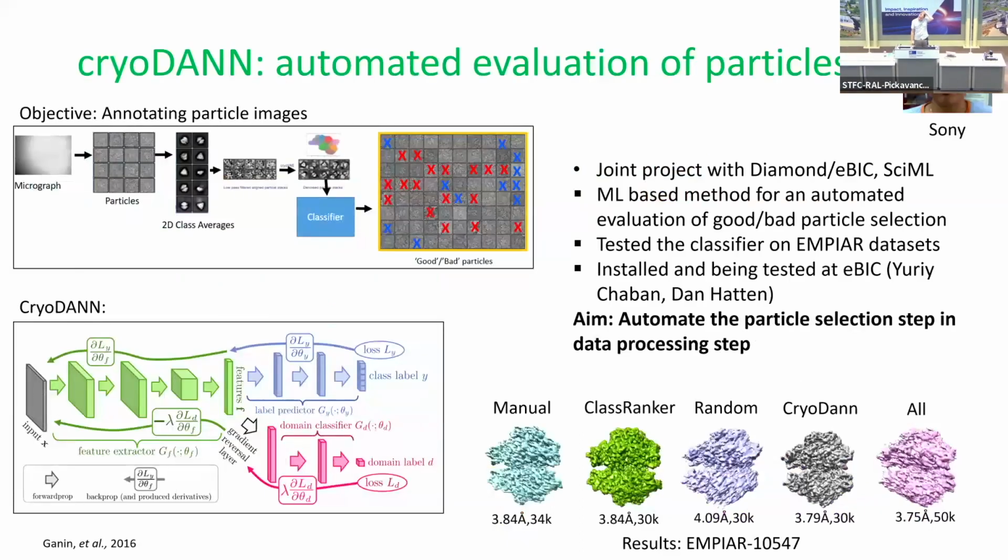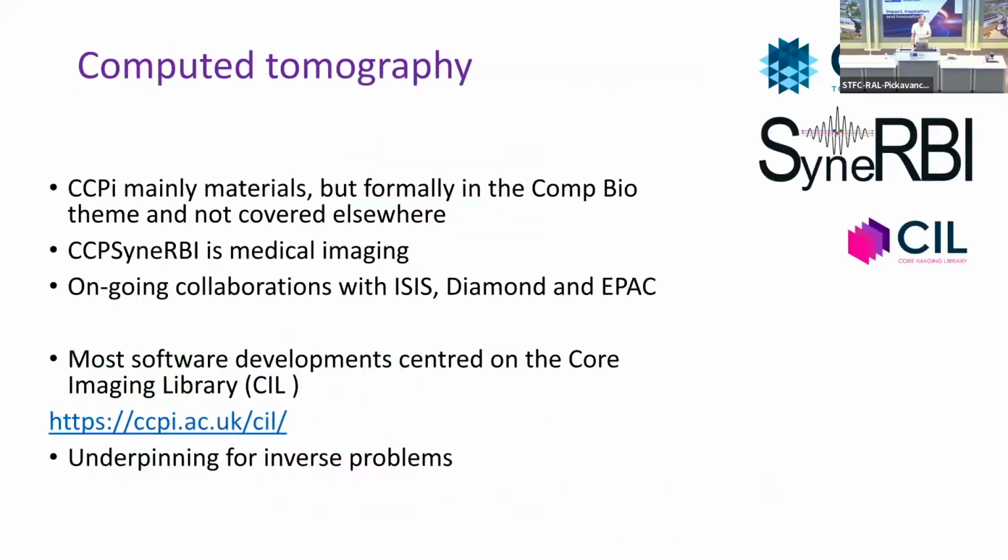Cryo-DAN is another one looking at 2D particles, and it addresses the problem that in cryo-EM you have lots and lots of particles. Some are good, some are bad. You do lots of classification to try and get rid of the bad particles. This is attempting to be a little bit more sophisticated than classification, to try and learn what are good particles and what are bad particles. Hence, clean your particle data set, and hence get better reconstructions.